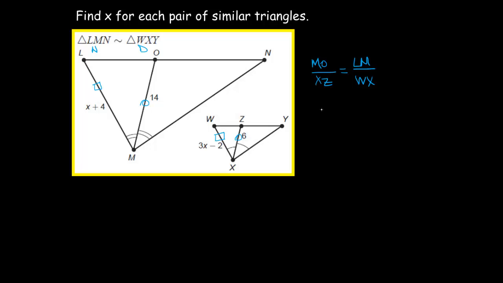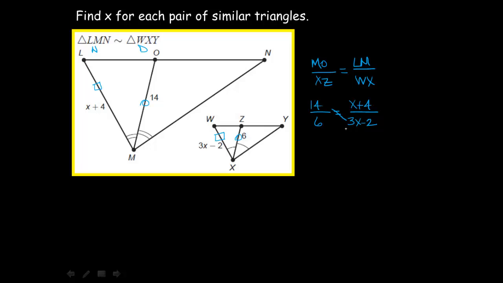So for MO, we have 14. And for XZ, we have 6. For LM, we have x plus 4. And for WX, we have 3x minus 2. Alright, now you cross multiply.